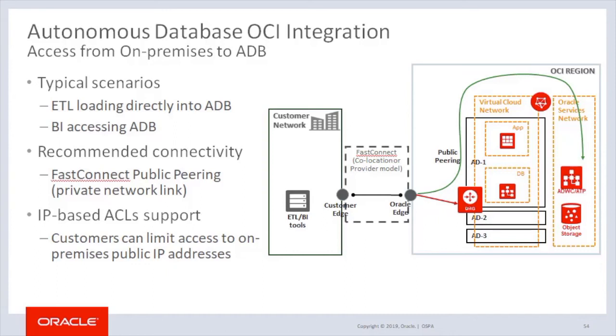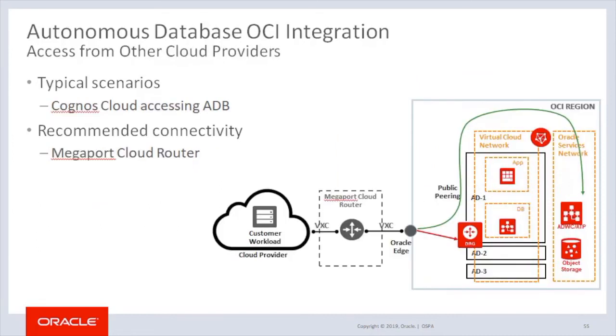The recommended connectivity for Autonomous Database is through Oracle's FastConnect service, which creates a very fast private network link between the customer's data center and Oracle's public cloud. FastConnect public peering enables you to access public services in the Oracle Cloud without traffic traversing the internet path. Using FastConnect public peering, you can connect to public services like Oracle Object Storage, public load balancers in your VCN, public IPs on compute, or supported SaaS services, as well as Oracle's Autonomous Database service. FastConnect can be implemented as a co-location or provider model.